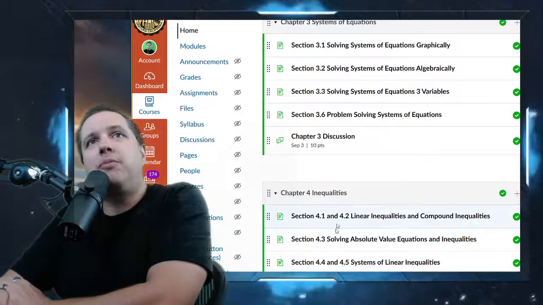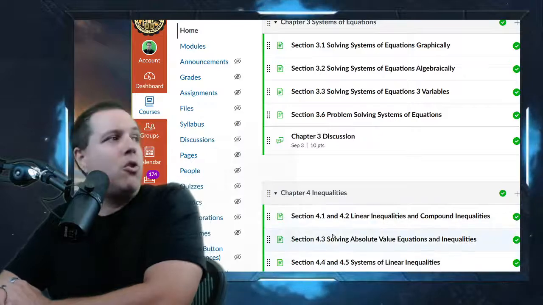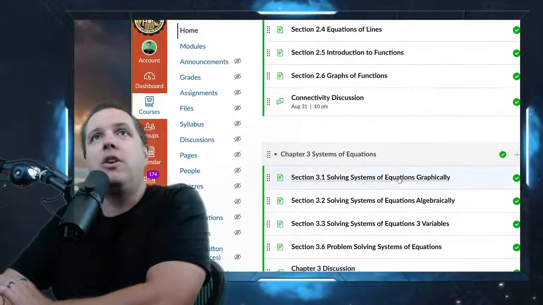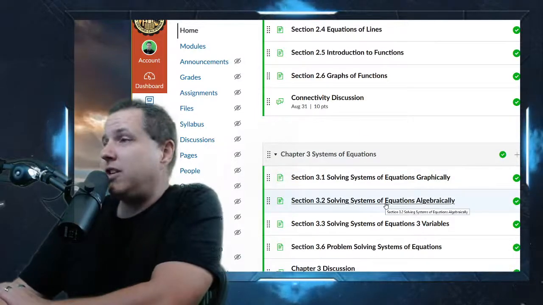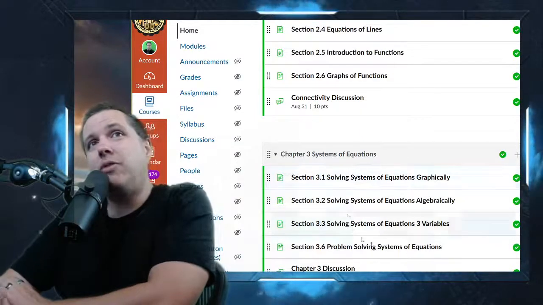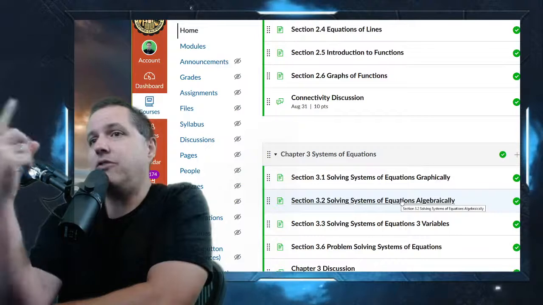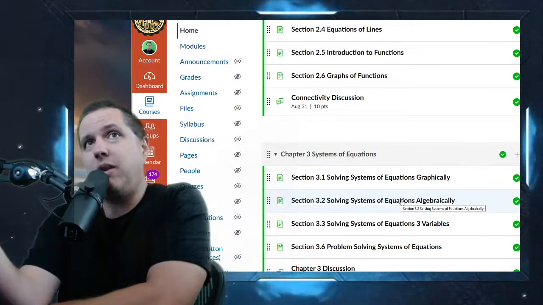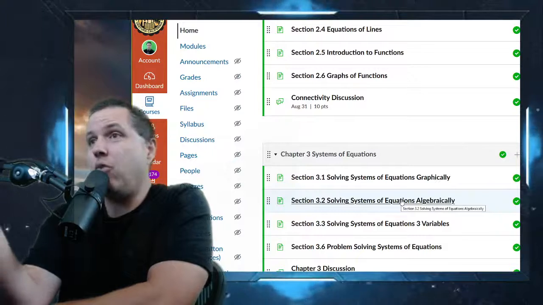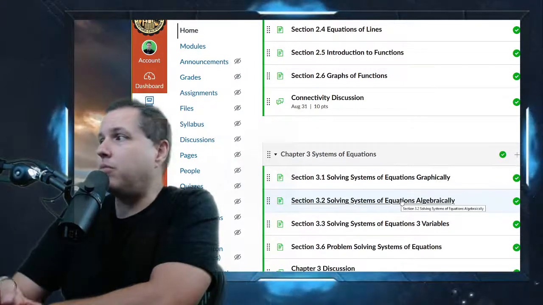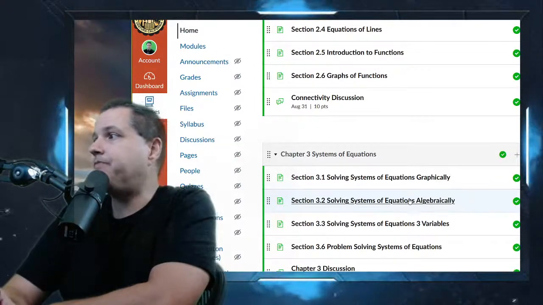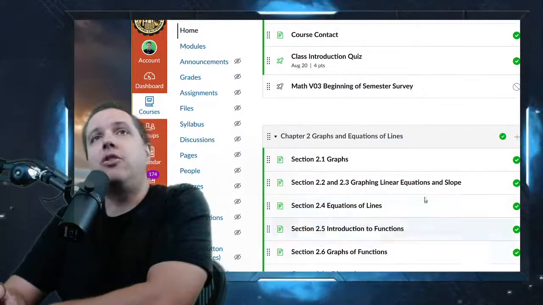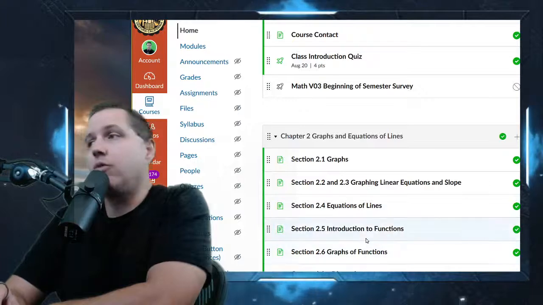Probably a couple problems from Chapter 4. I don't generally go overboard with test problems from there, but there'll be a few from Chapter 4. Solving systems of equations, you can expect at least 3 to 4 problems from there. Solving graphically, solving with substitution, solving with elimination method, and then maybe even another 1 or 2 where you have to do it from a word problem, something like that. And then graphing, make sure you know how to do some graphing and that you're comfortable with functions.